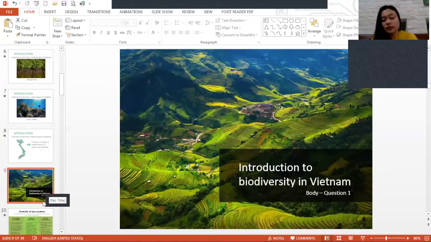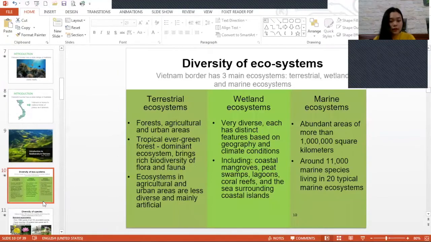About the introduction to biodiversity in Vietnam. Although Vietnam's border is only more than 300,000 square kilometers, they are divided into 3 main ecosystems, including terrestrial, wetland, and marine ecosystems. First, the terrestrial ecosystems consist of forests, agricultural, and urban areas.